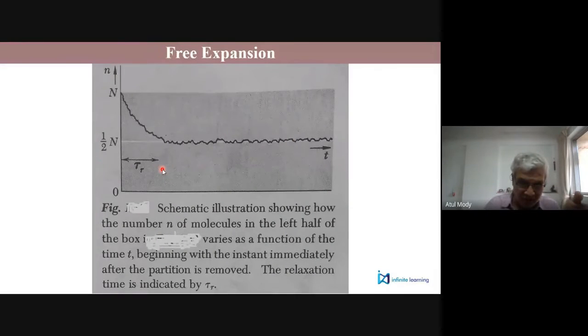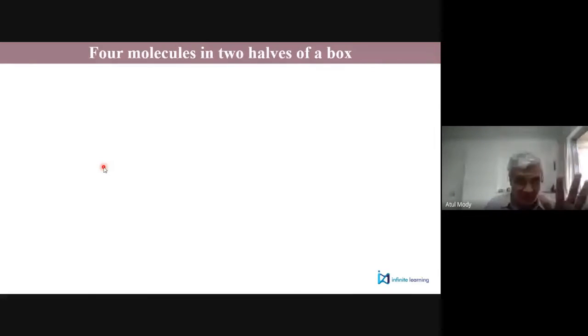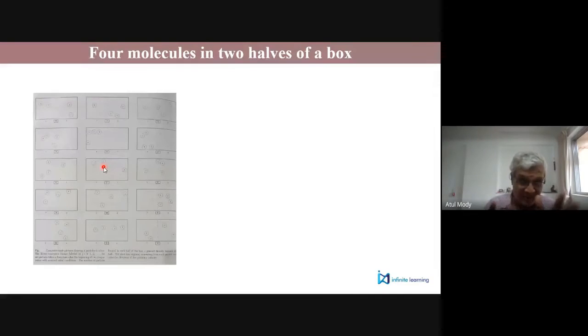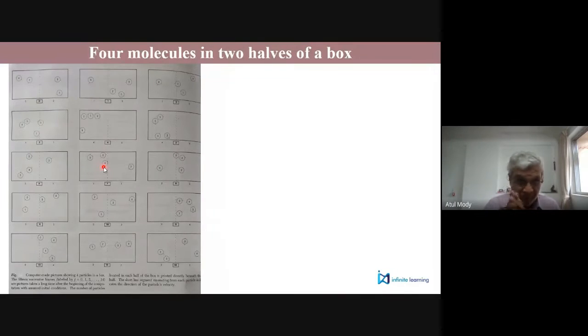The time it takes for the right half and left half to have the equal density is called relaxation time. We are not going to do much with relaxation time, just to have an idea. So suppose this is what we wanted to understand. Last time we have already discussed this.